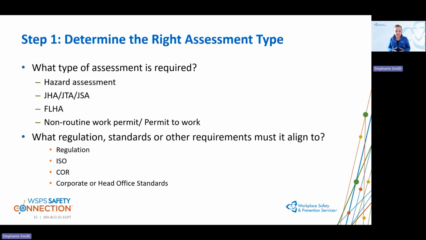Some of this is dictated to us. Depending on your organization, if you've got a regulation or a standard or other requirement you must align to, it may tell you what type of assessment you need. So if it's a regulation, if you think of construction and mining, they use a lot of JHAs, JTAs, which I'll talk about in a minute. ISO systems require risk assessments. If you're committed to an ISO management system, you're required to do a risk assessment, not just looking at the hazards that are present in your workplace, but also the risk to the system. If you are under COR, you are required to do hazard assessments. Or you may have a corporate or head office requirement to do a certain type of hazard assessment or JHA, depending. So it is important before you begin to ask what are you trying to align to? Do you have any of these requirements that you must align to before you start to do your hazard assessment?